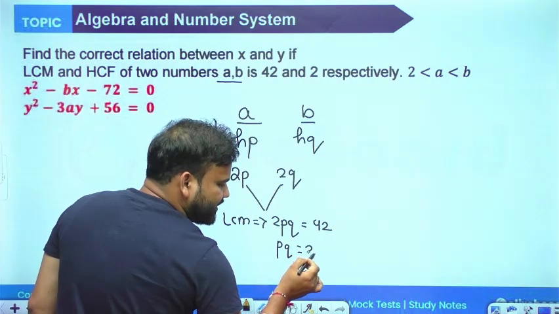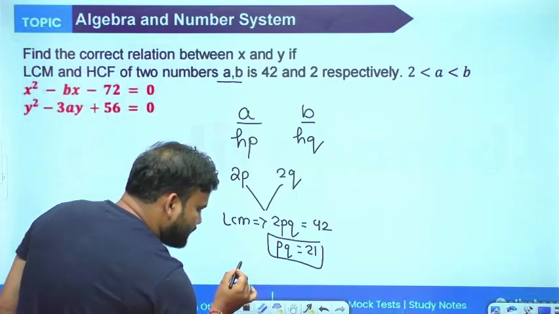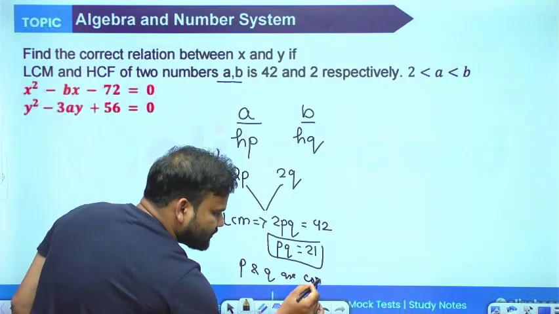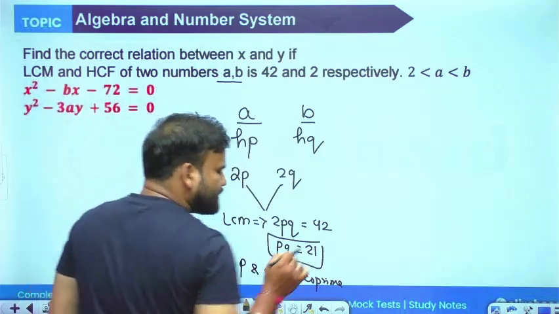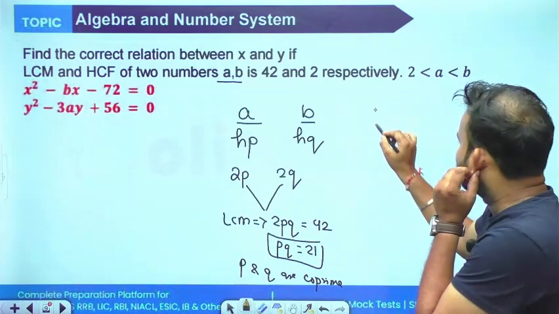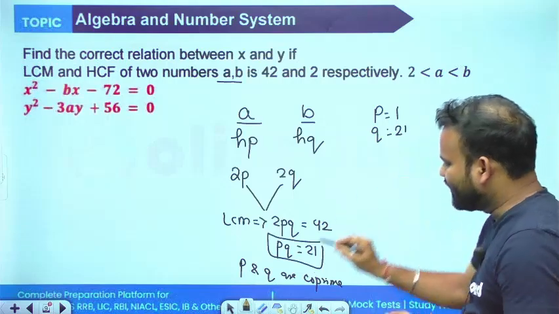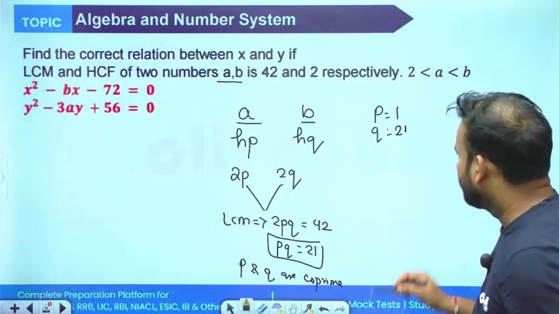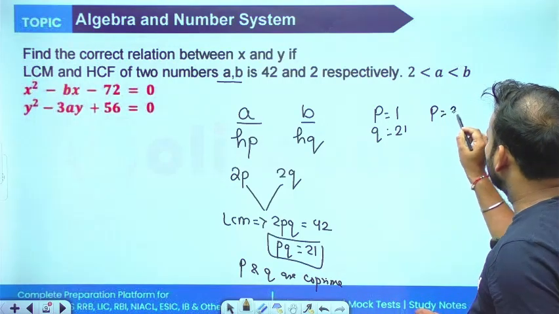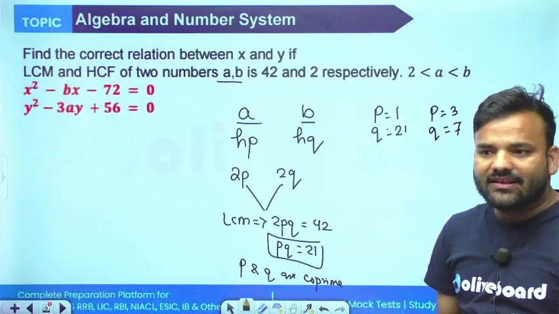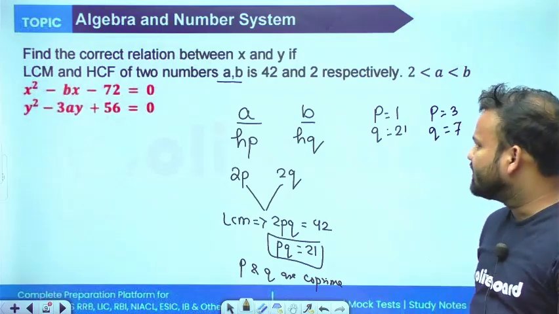So PQ is equal to 21, and we know that P and Q are co-prime. So what can be the values of P and Q? P can be 1 and Q can be 21, because 1 into 21 is 21. Or P can be 3 and Q can be 7, because 3 into 7 is 21. So these are the two possibilities.